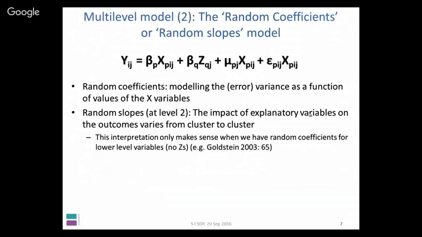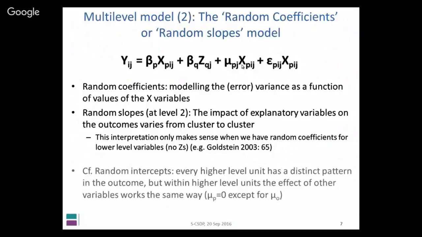There are other scenarios where we can fit random coefficients terms that are sometimes helpful in multi-level models, but they typically have less of a useful substantive interpretation than the particular scenario of allowing the effect of a lower level explanatory factor to be different from cluster to cluster.